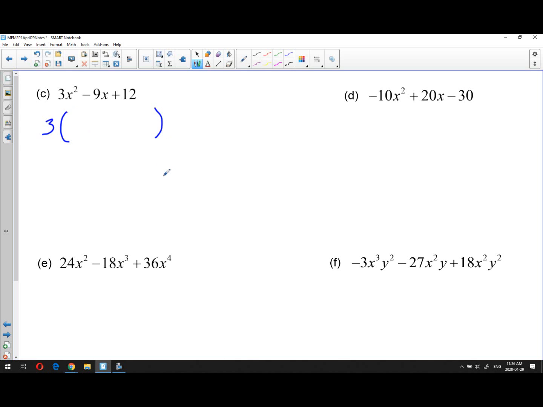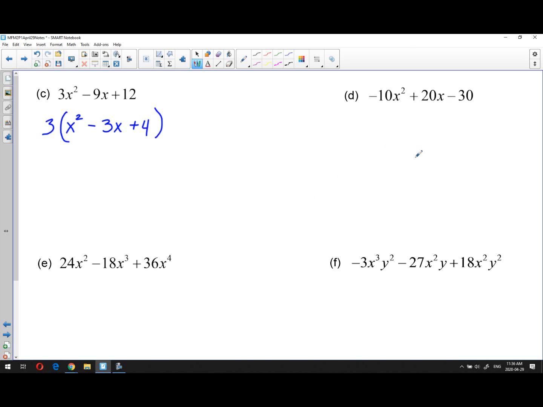Open up our brackets. And now we'll divide. 3x squared divided by 3 is just x squared. Negative 9x divided by positive 3 is negative 3x. And then 12 divided by 3 is positive 4.